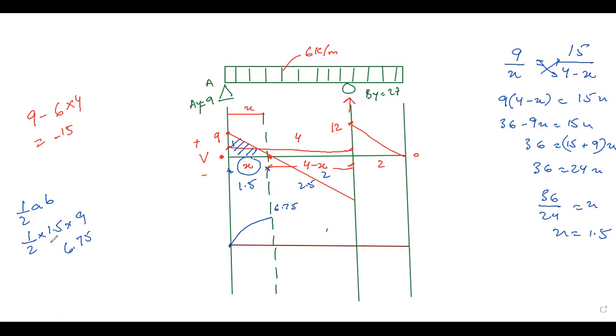After that, we have to find the area of this triangle, which is subtracted from 6.75. What is the area of this triangle? It will be half, 2.5 into 15. Here we have the value of 15. So it will be 0.5 into 2.5 into 15, which is 18.75. So 6.75 minus 18.75 will be minus 12.